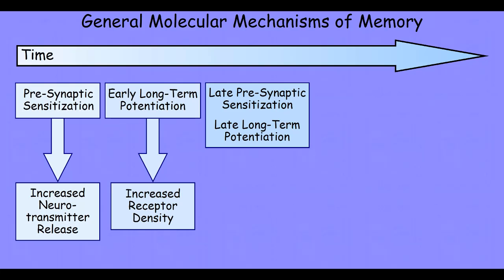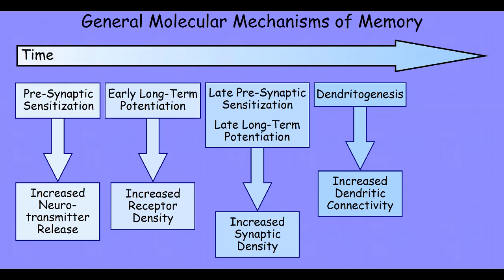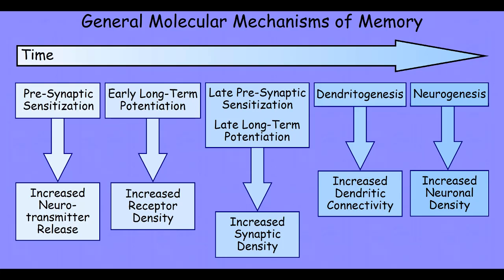Then we have late presynaptic sensitization and late long-term potentiation, and both of these result in increased synaptic density, but also in dendritic growth. Dendritogenesis takes a longer period of time and results in increased dendritic connectivity. Finally, neurogenesis results in the increase of neuronal density, and this occurs even in adults and even in humans, but only to a very small degree, as we'll see.